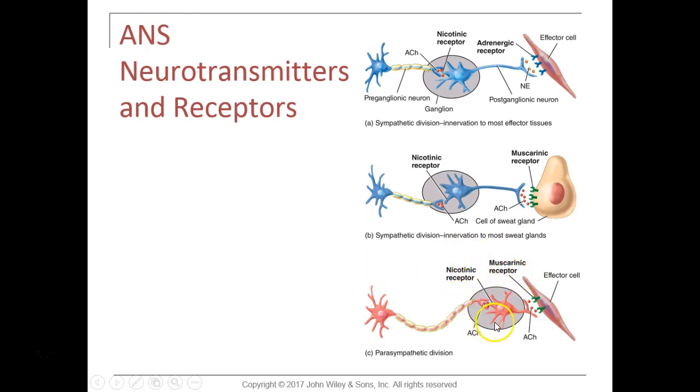Nicotinic receptors are found in autonomic ganglia, where we have synapses between pre- and postganglionic neurons. Muscarinic receptors are always found on the effector that is going to either be activated or inhibited. It depends on the exact type of receptor. For instance, the muscarinic receptor on your heart, when the parasympathetic nervous system fires, it slows your heart rate down. That's because the muscarinic receptor on the heart causes the heart to decrease its function.